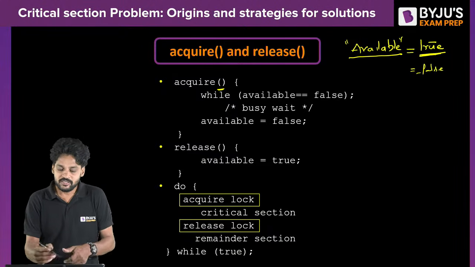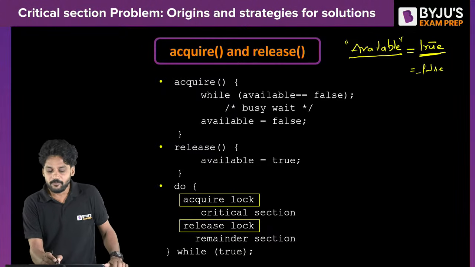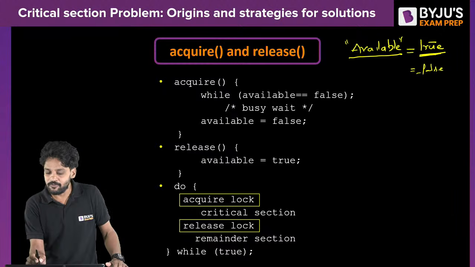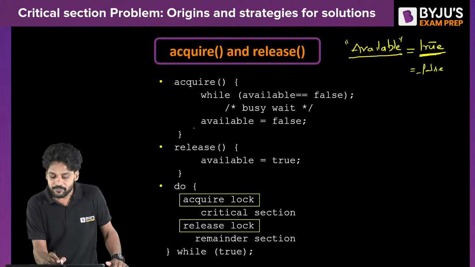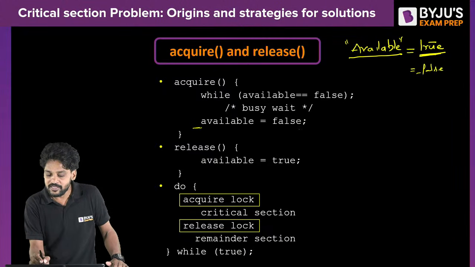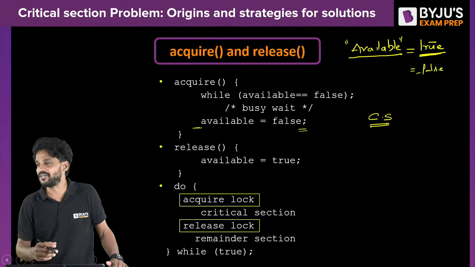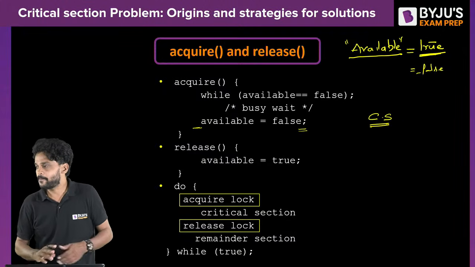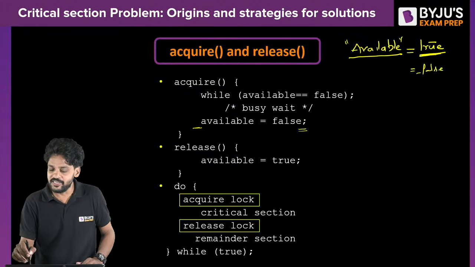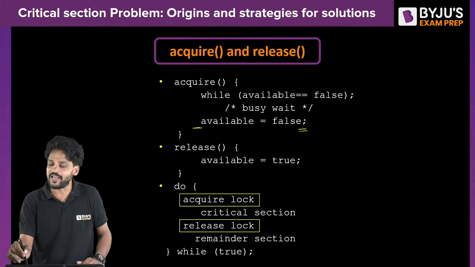So this is the acquire function. While available is equal to false, that means when the lock is not available, the process will be caught in the while loop. When available is equal to true, it will be able to come out. Right after making available false, it needs to enter into the critical section. Making sense or not? Yes or no? The software lock is initially set to 1, as simple as that.